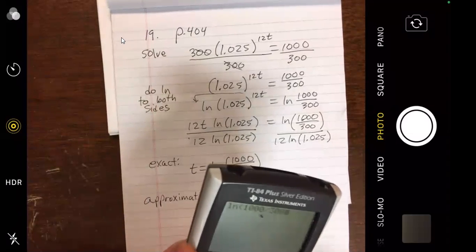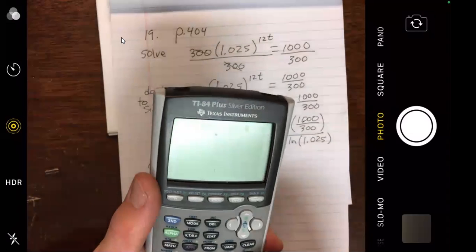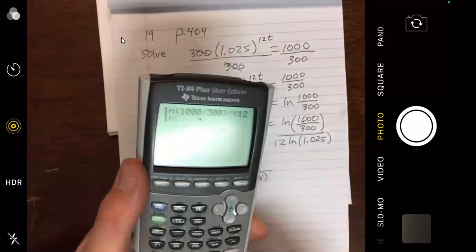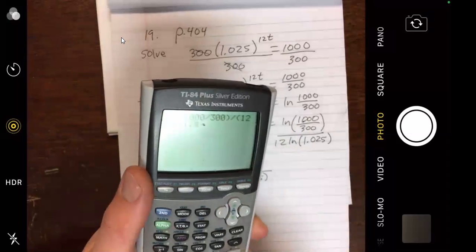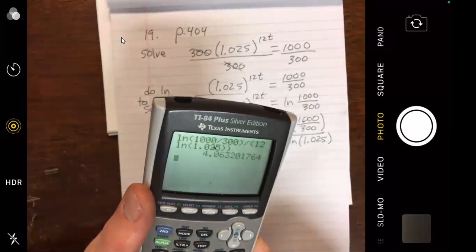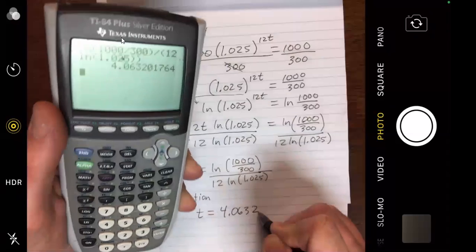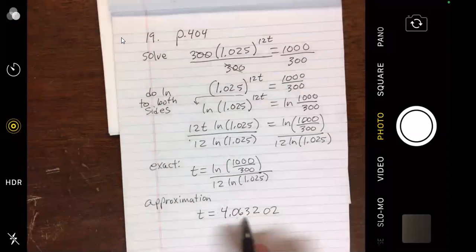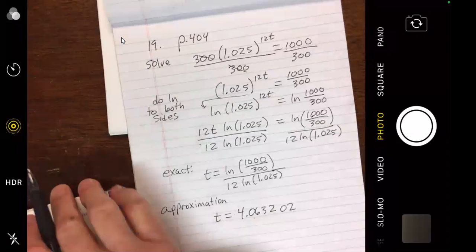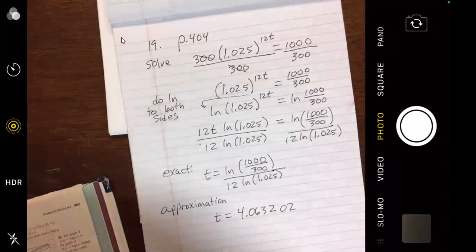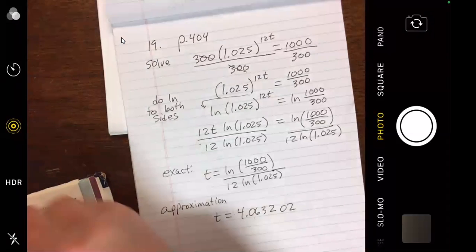Just make sure you get your parentheses right. I got parentheses and 12 ln 1.025, which gives 4.0632. I guess I'll do the 6 places, 0, 2. There's 6 places. All right, I'll check this on the exact. 4.5 19.